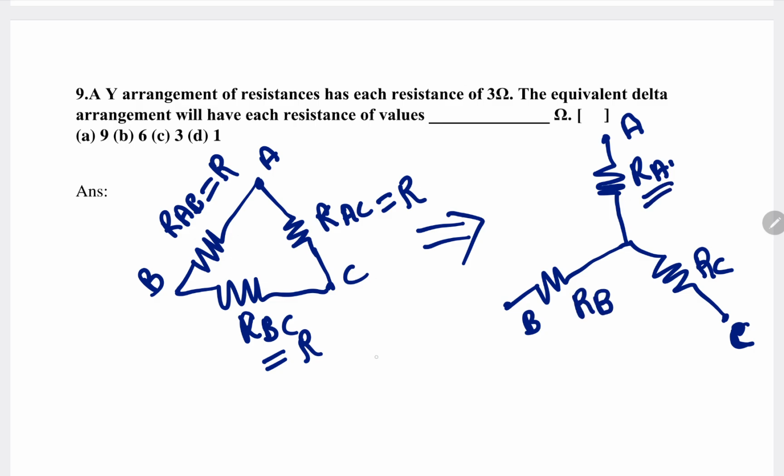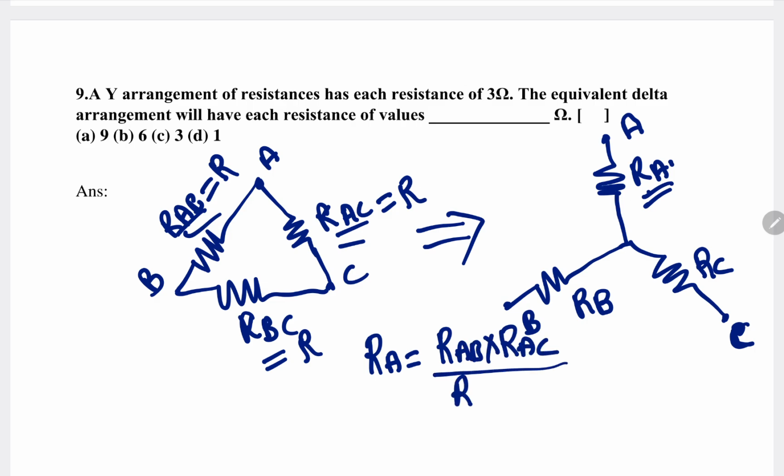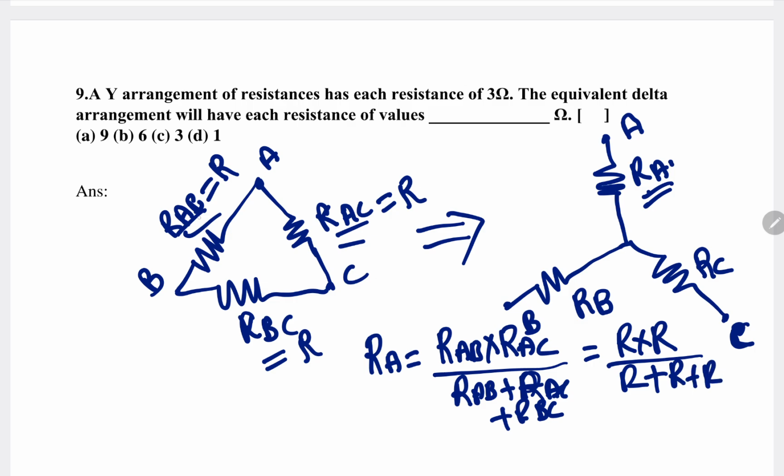Now I want the RA value. RA is equal to, what is the formula? RA is the resultant of RAB and RAC. So RAB into RAC by RAB plus RAC plus RBC, that is equal to R into R by R plus R plus R, all the three values. So R square by 3R, which becomes R by 3.